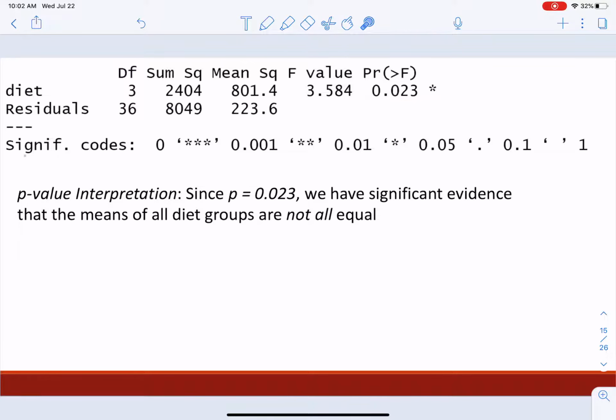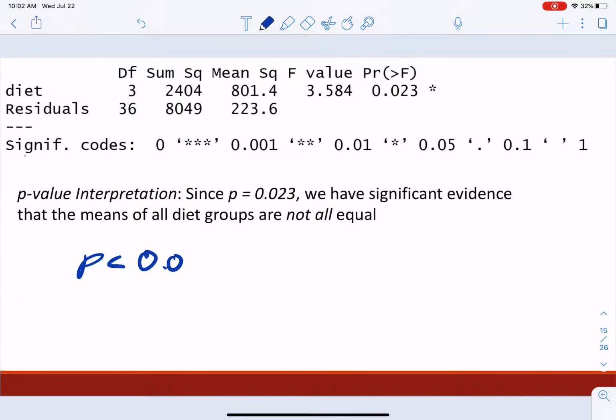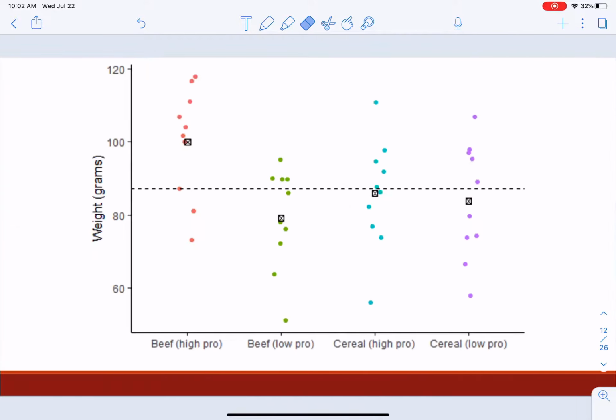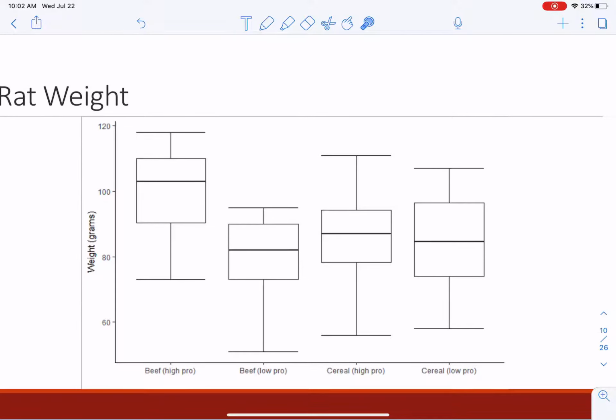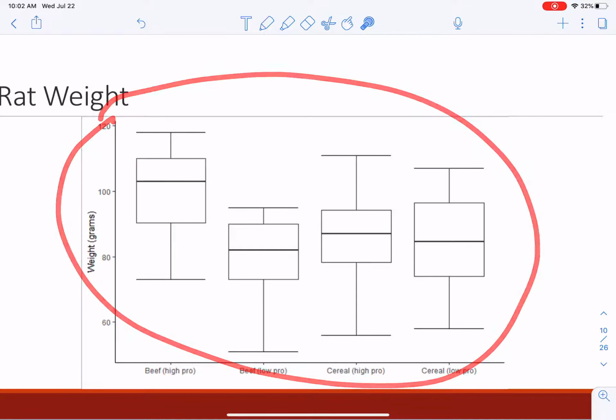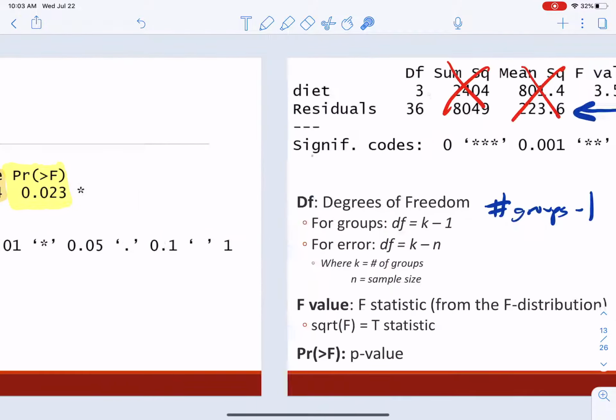So how you would interpret this is that since p equals 0.023, and we see here that p is less than 0.05 by a bit, we have significant evidence that the means of all diet groups are not equal. So we're saying that based on this, we can actually look at it too. Zoom it in just a little bit. We have significant evidence that based on this whole big picture here, at least one of these groups is different from the others. That's what we're saying. Very cool.